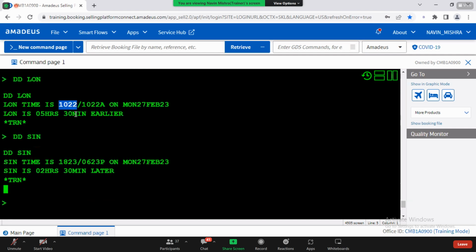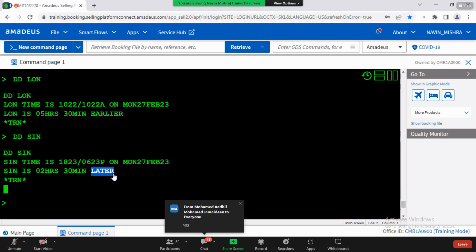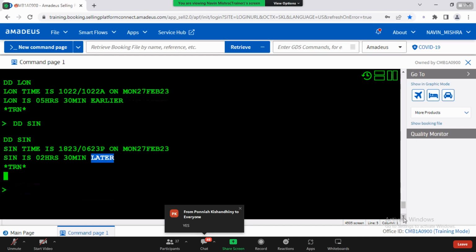Is that clear to everyone? What does it mean by earlier and what does it mean by later? Later means ahead of the city time and earlier means behind the city time. Okay, is that clear to everyone?